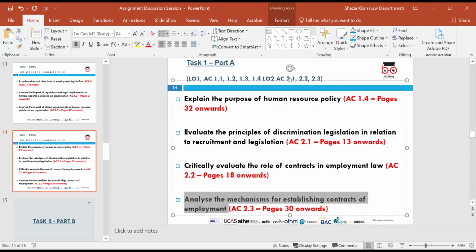Then you're looking at the final one of part A, which is to analyse the meanings and mechanisms for establishing contracts of employment. And here you are looking at elements of contract of employment. So you're looking at express and implied terms, contract of employment, probationary period, notice period, express terms, implied terms, varying terms. This is page 30 onwards.